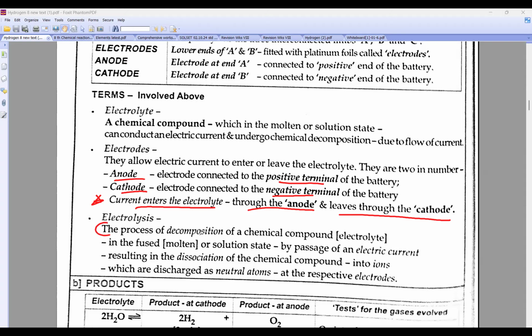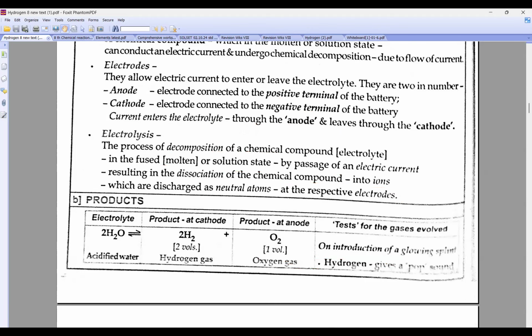And this process of decomposition of a chemical compound in aqueous state or molten state by passing electric current, resulting in dissociation of the chemical compound, is known as electrolysis. Electro means electric current. Now they will ask you which gas is released at anode. Oxygen. Which gas is released at cathode? Hydrogen. You have to write acidified water, and on the arrow you have to write electric current. Very, very important. Clear?